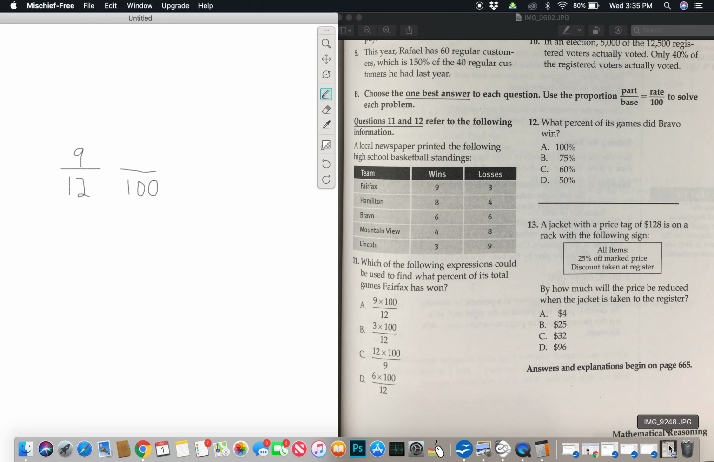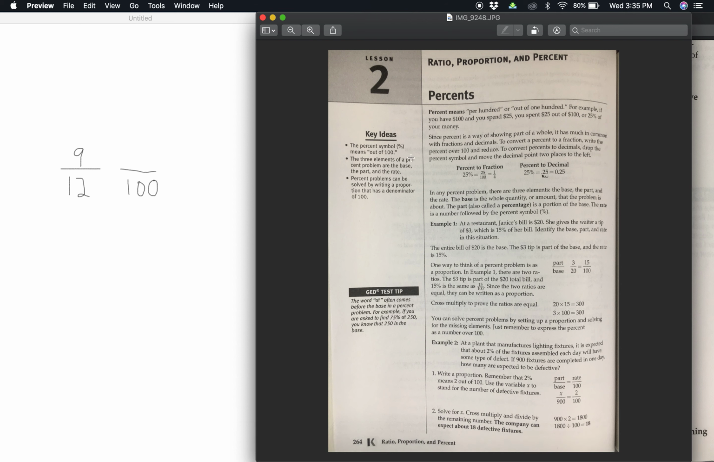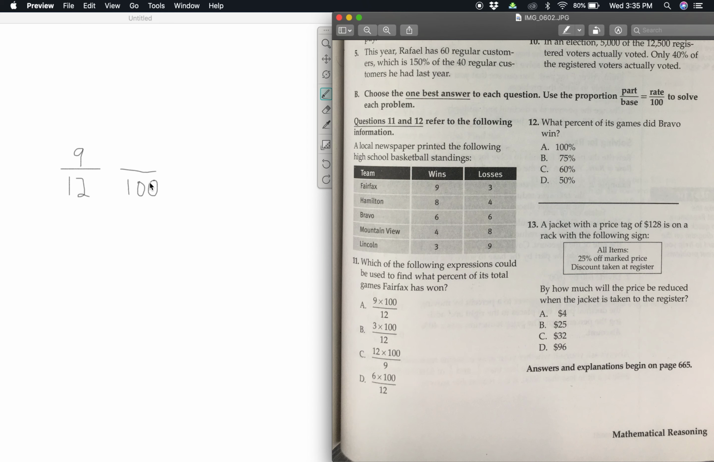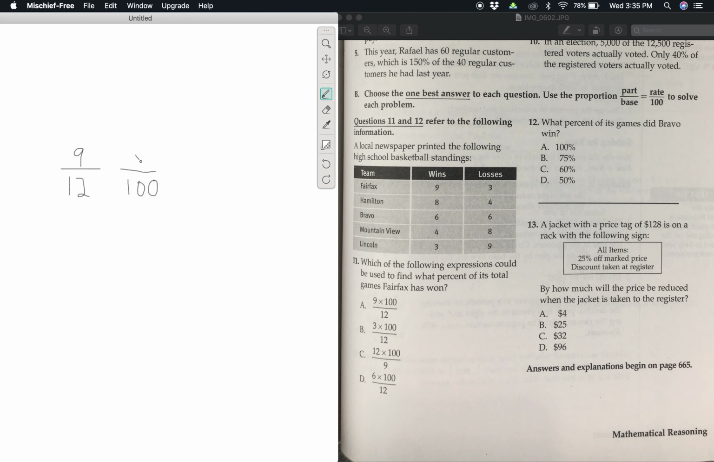Let me see if I can find that. Yes. See the percent symbol? Percent means out of 100. That's in the key ideas right here. So we will always have that third variable as long as we have 2 numbers. Okay, so remember how I said to do this. X is the missing variable. So we multiply diagonally towards the side with the X.